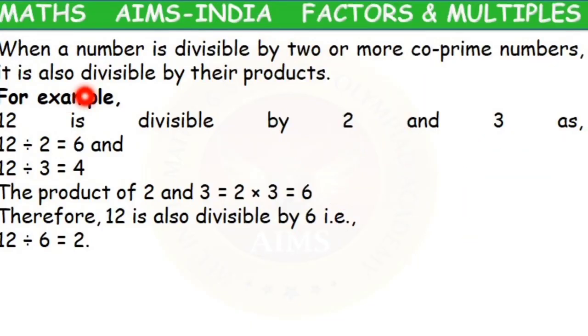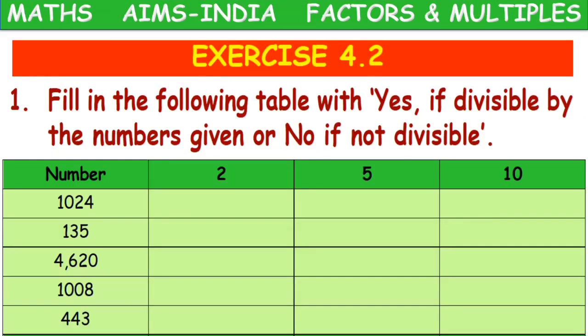Understood, children? When a number is divisible by 2 or more co-prime numbers, it is also divisible by their products. Here, for example, 12 is divisible by 2 and 3. The product of 2 and 3 is 2 times 3, which is 6. Therefore, 12 is also divisible by 6.